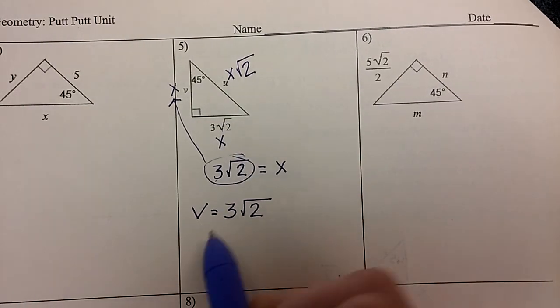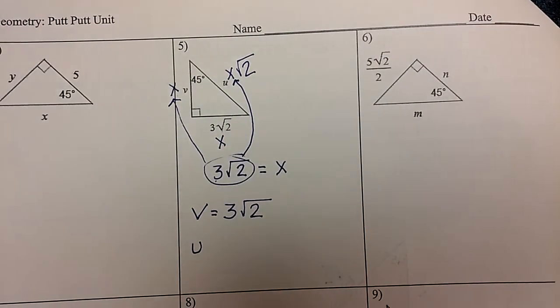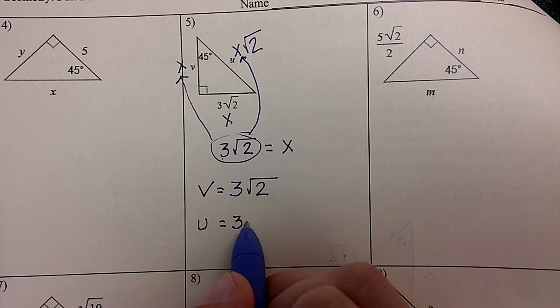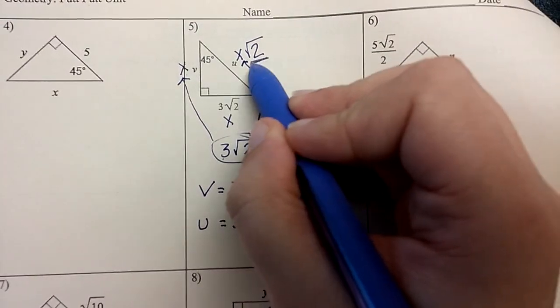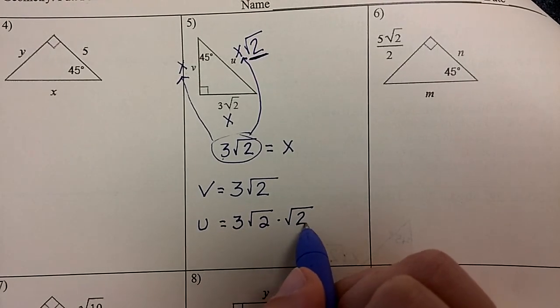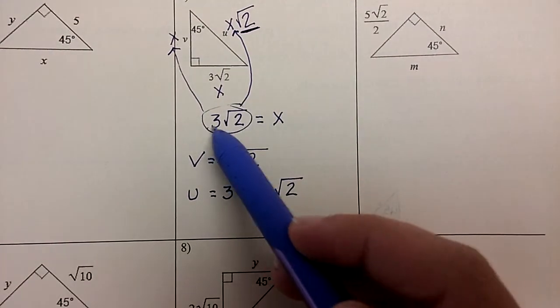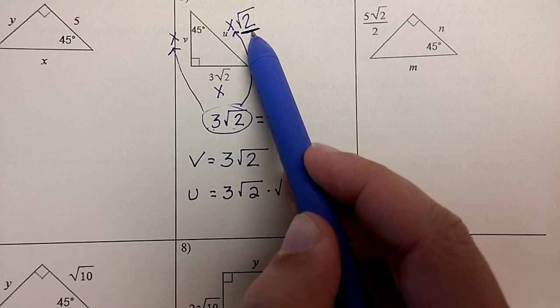Now for the hypotenuse, side U, I have to take 3 root 2 and plug it in for X there. So X is 3 root 2, and there's already a root 2 in that side length. So it'll be 3 root 2, we're multiplying it by root 2. So X was 3 root 2, that's what I plugged in here, but you can't forget there's already a root 2 still there.